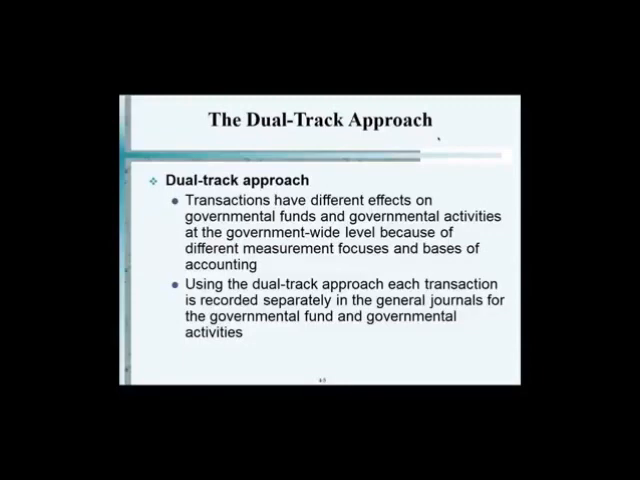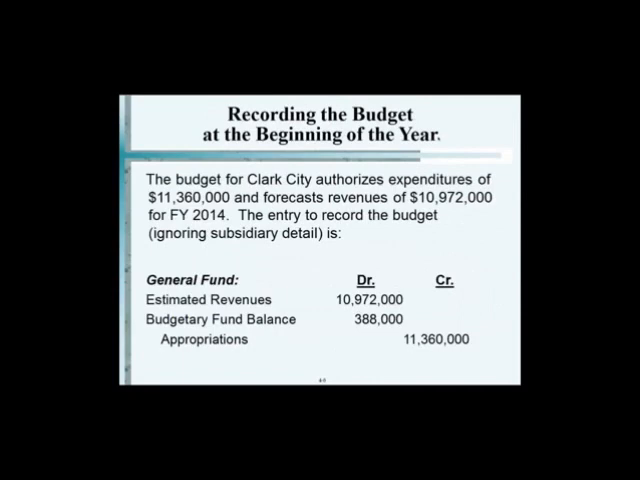A transaction that can only affect governmental funds but not government-wide. A transaction which only affects government-wide but not governmental funds. And a transaction which affects both of them equally. So we'll be taking a look at that, and that's what this dual track is. This is a journal entry. I think we went through this before.